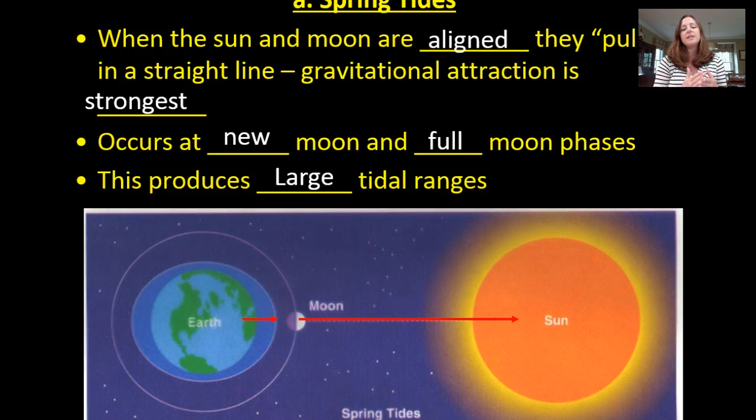Now, when we talk about tidal ranges, we're talking about the high tide being at its highest point, and the low tide being at its lowest point. So it is a very big difference between high and low tides. This is called a spring tide.